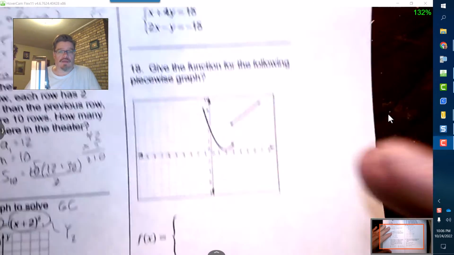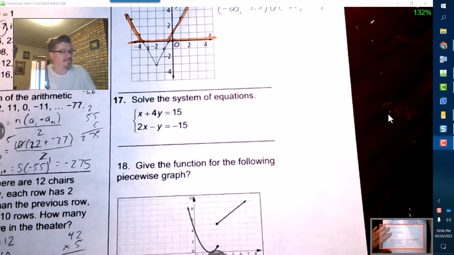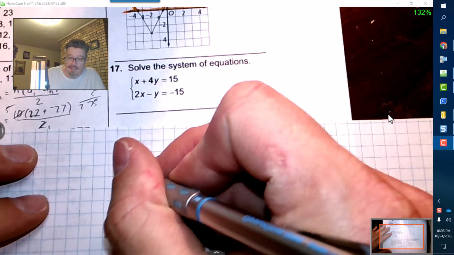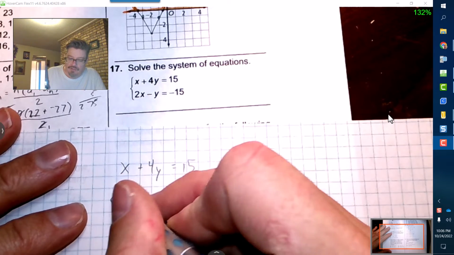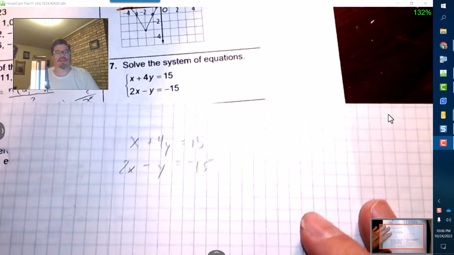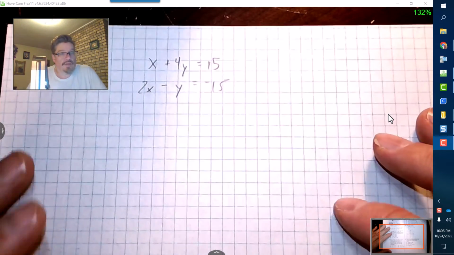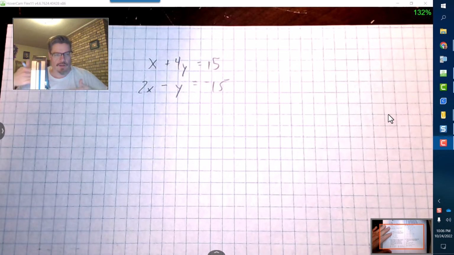All right, where are we at? 6. Okay, let's go ahead and see if we can get these done here. So here I'm going to actually rewrite this for a little bit more space. We have x plus 4y equals 15, and then 2x minus y equals negative 15. You want to think, do I want to use substitution or elimination? You'll actually have one of each on the test. You can solve it any way you want, but I'm going to put one that's good for elimination and then one that's good for substitution.